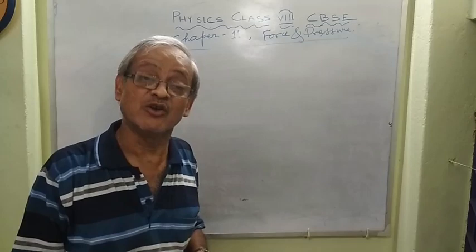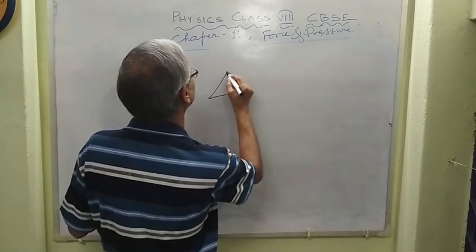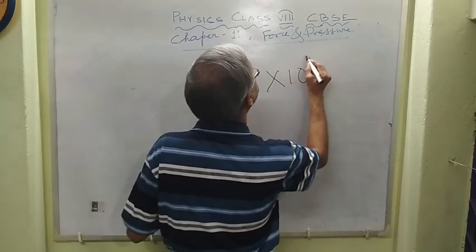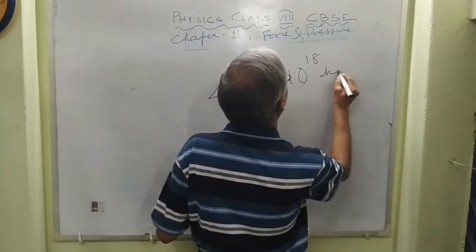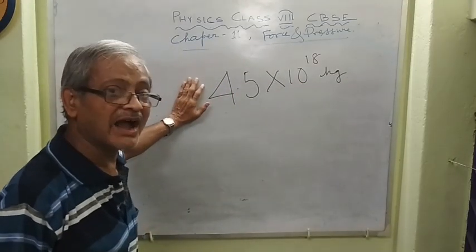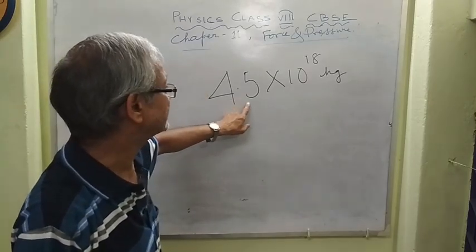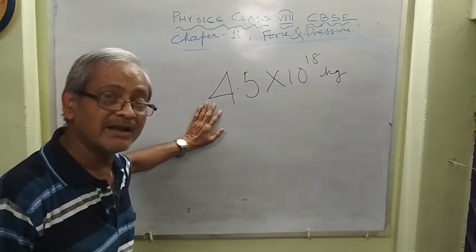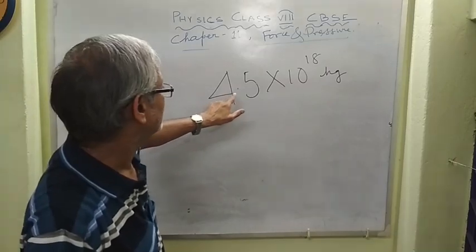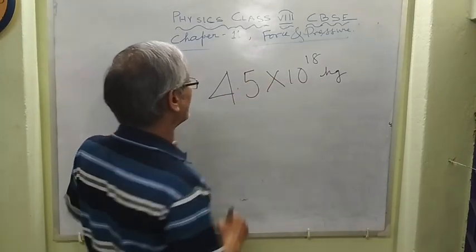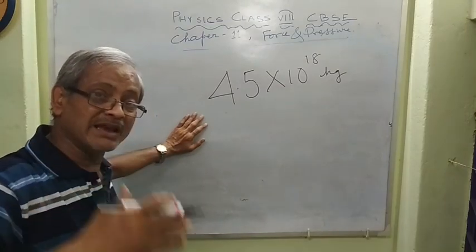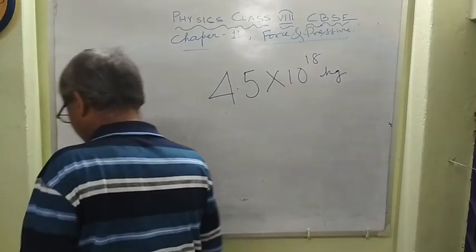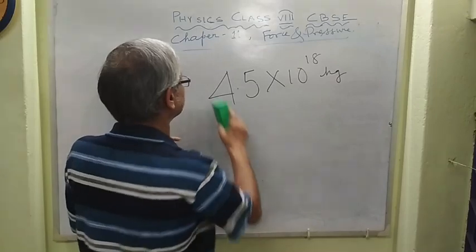In this layer, its total weight will be 4.5 into 10 to the power 18 kilogram. That is 4.5 million billion ton. Remember this in words: 4.5 into 10 to the power 18 kilogram.